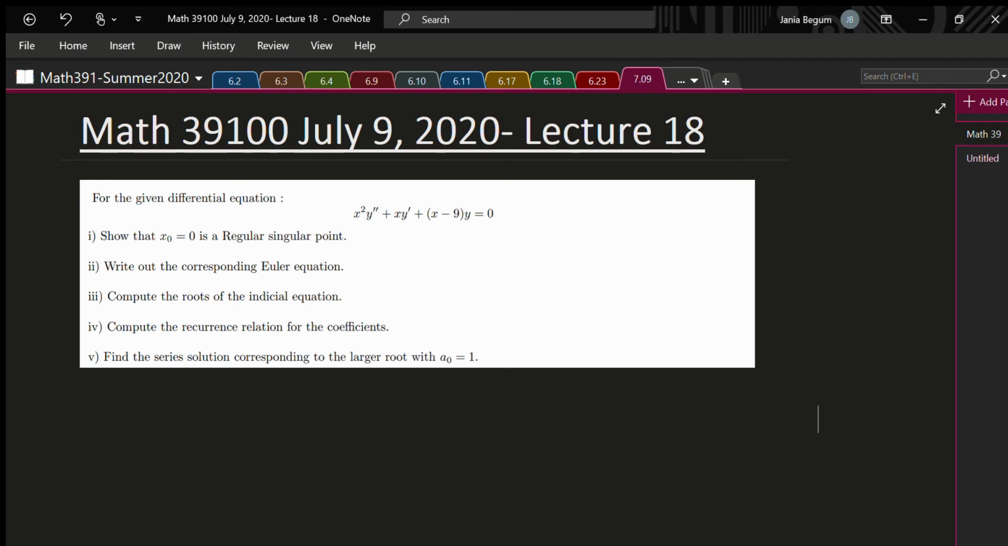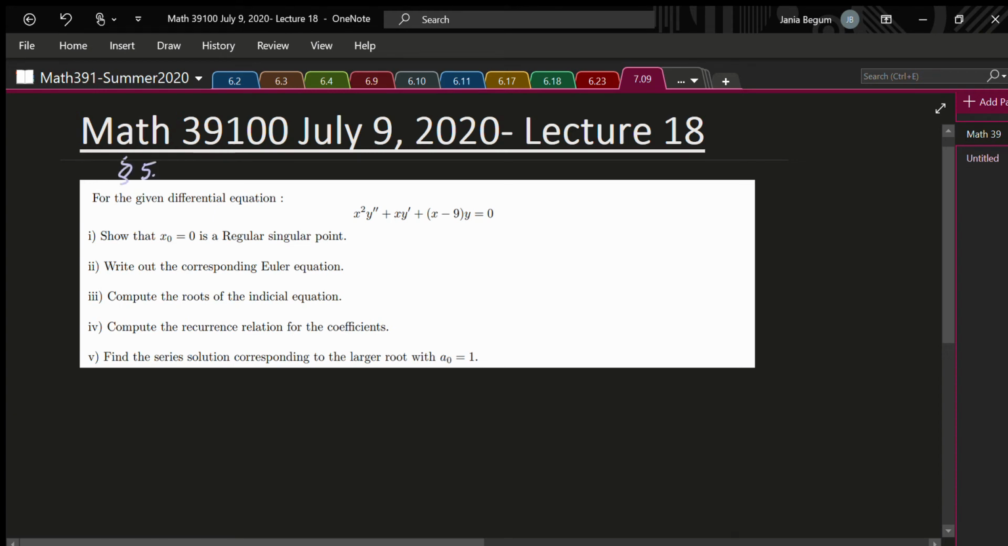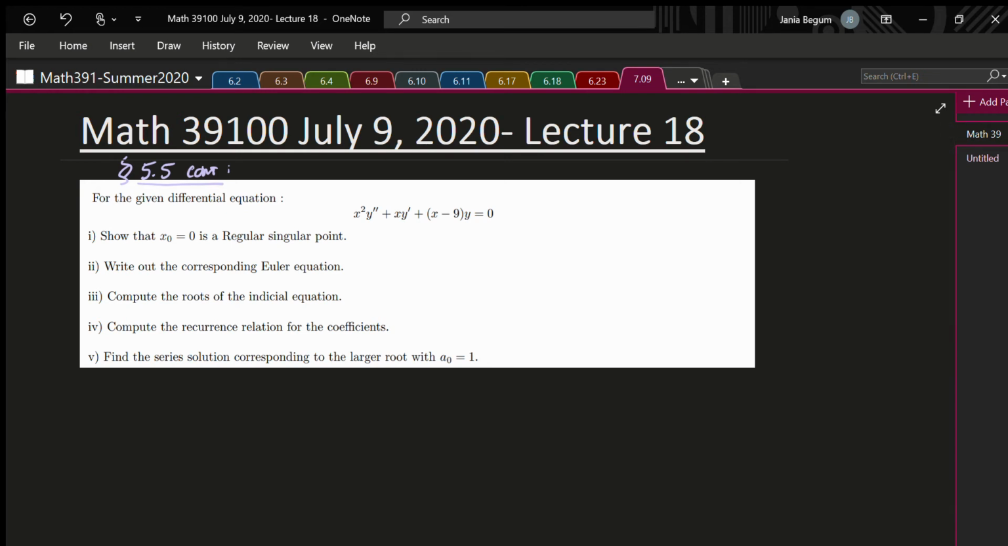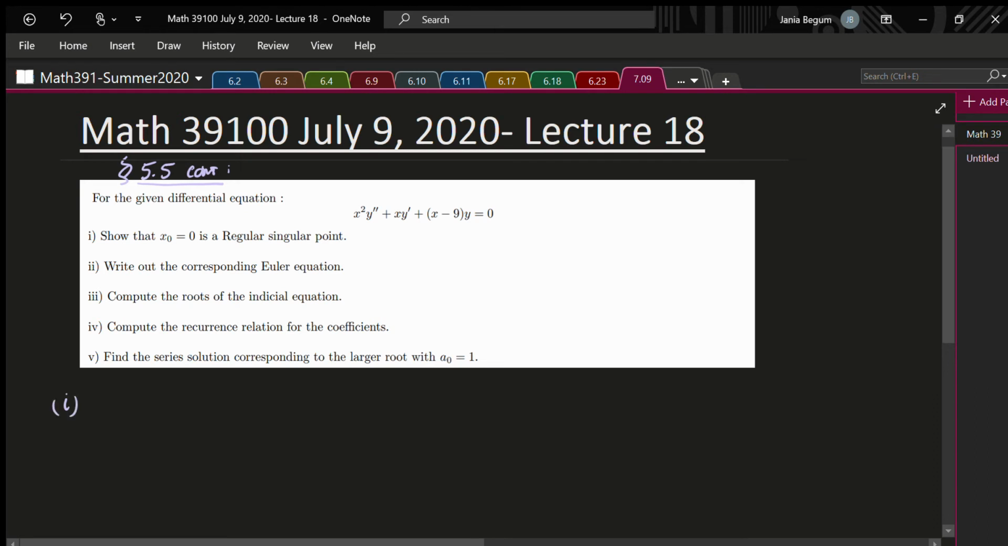This is still continuing 5.5. Just one last example before we say goodbye to 5.5. Here's a differential equation, second order with function coefficients. We want to show that x naught is a regular singular point. From the previous lecture, how do we show x naught is a regular singular point?